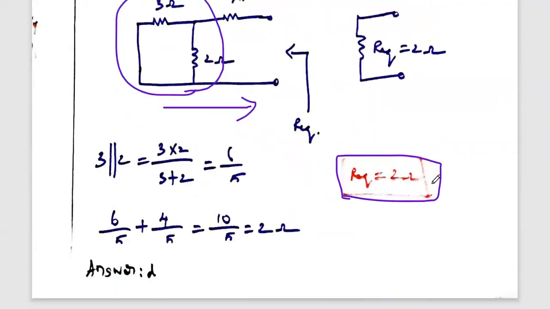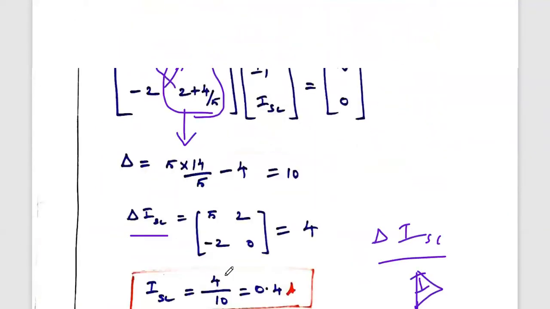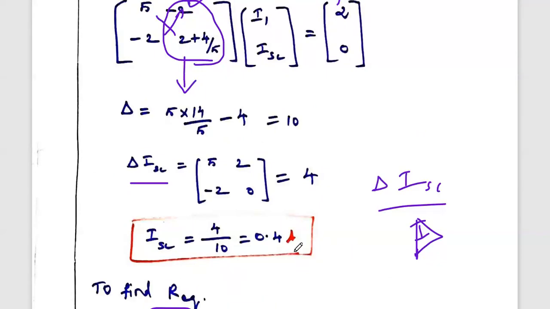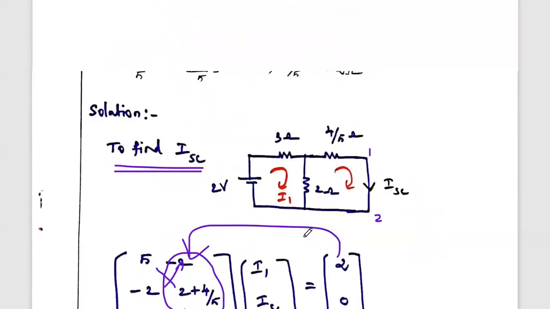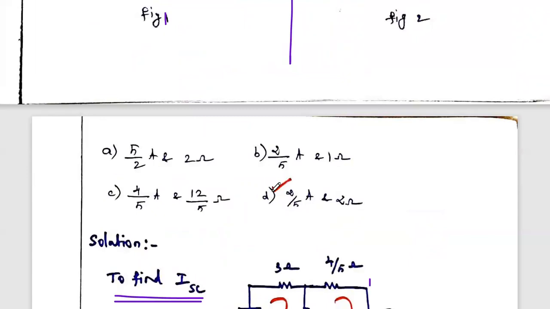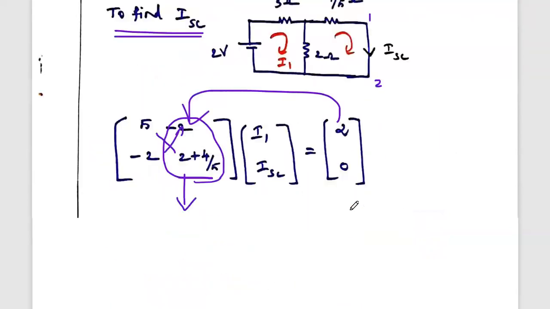So we calculated the R equivalent is 2 ohm and the short circuit current is 0.4 amps. Here you check the answer: 2 by 5 amps and the R equivalent is 2 ohm. This is the correct answer. This is the Norton's problem.